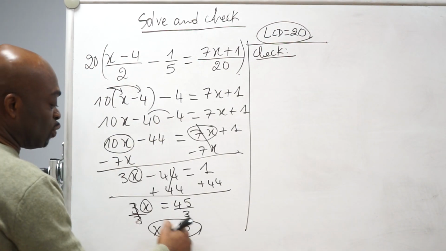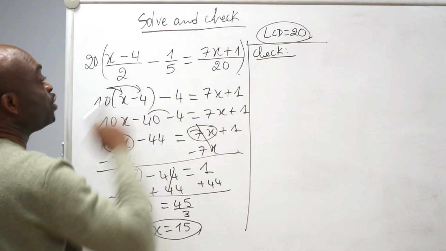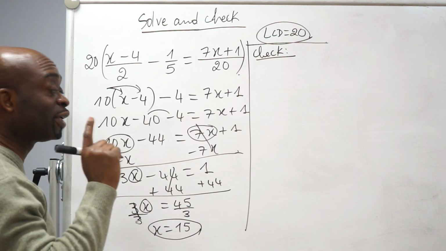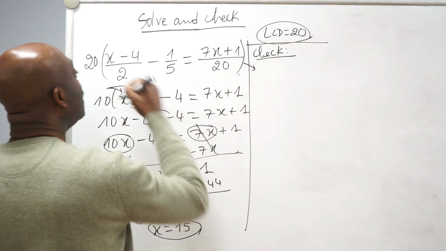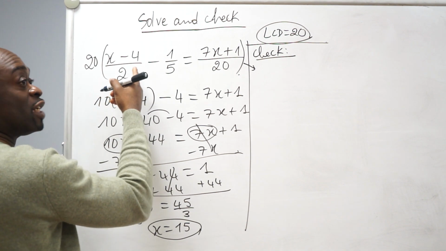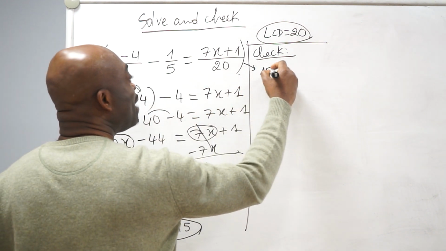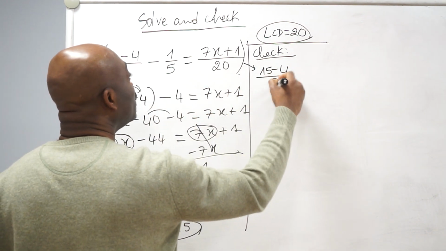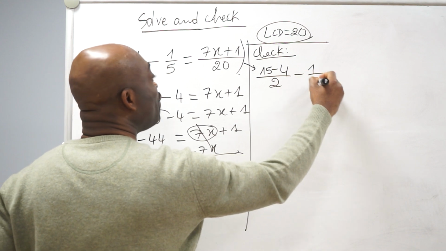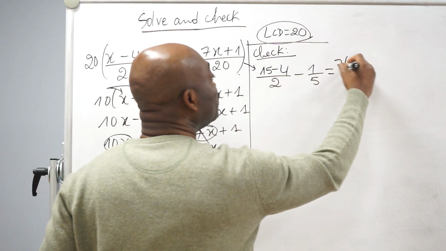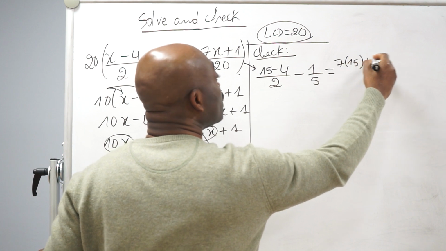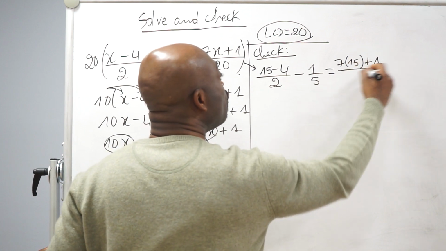So to check it, that means we're going to take the 15 and plug it back into the original equation, okay? The original equation. So that means what? So here we are. So instead of having x minus 4, that will give us what? 15 minus 4 over 2 minus 1 over 5. And this is equal to 7 times 15. Then plus 1 over 20.